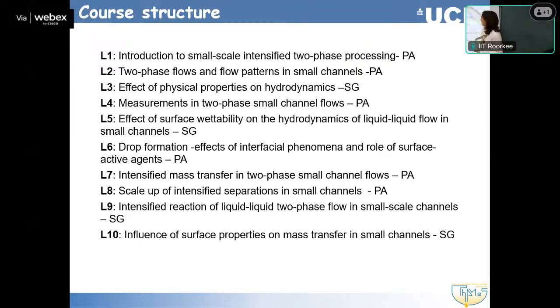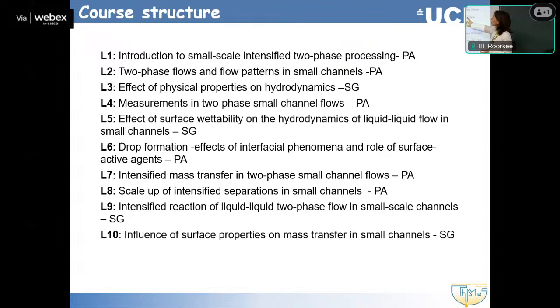And then the topics follow. We will talk about the effect of physical properties on hydrodynamics, and this will happen tomorrow. And I will start discussing measuring techniques on two-phase flows. From what I know, there is also a lab for some of these techniques, especially on imaging. And continuing, not just physical properties, Professor Ghosh will also mention the effect of wettability on the hydrodynamics of these liquid-liquid flows.